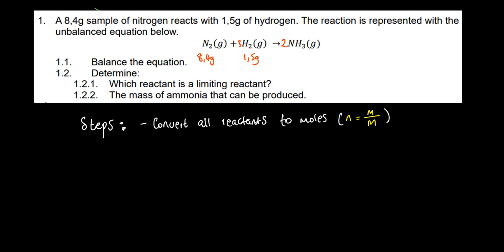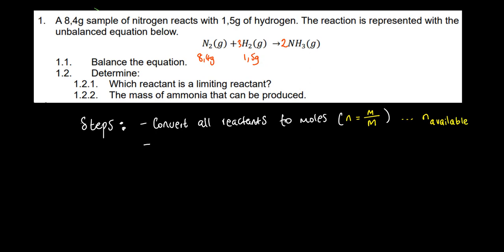Once you are done doing that, what is the second thing you do? Understand that those moles, we call them the available. That is what is available. You understand? You have 8.4 grams of nitrogen that is available. You have 1.5 grams of hydrogen that is available. So by converting it to moles, these are called number of moles that are available.